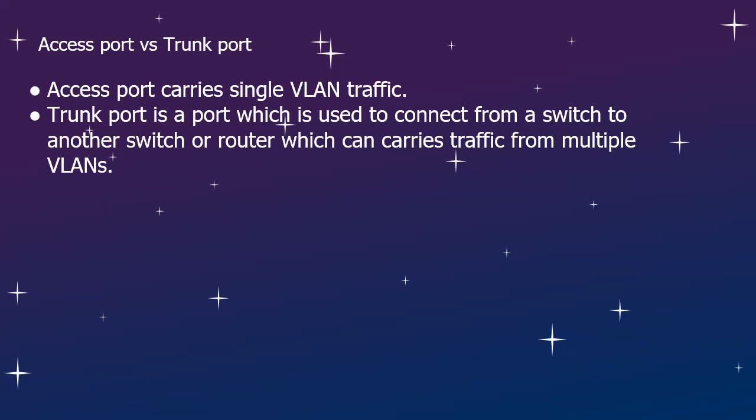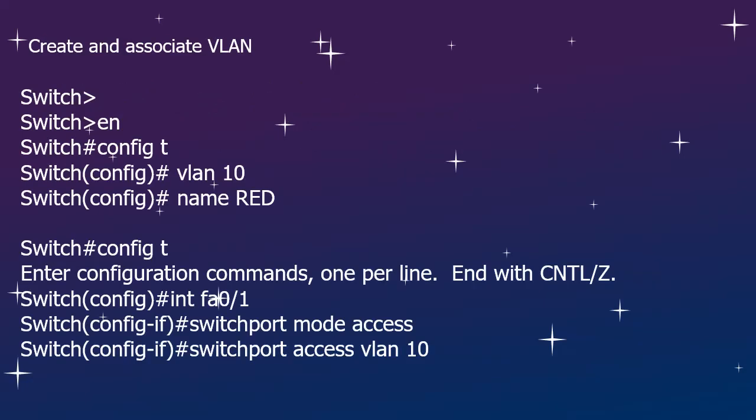Now let's go ahead and see how we can configure a VLAN on a switch. So let's see how we can create and associate a VLAN to a switch. First, go to the terminal of your switch and type in enable and then configure terminal, which will get you into the config mode, where the syntax is vlan followed by the VLAN ID. The ID can range from 1 to 4095. That's 2 power 12. So type in the number that you want to create.